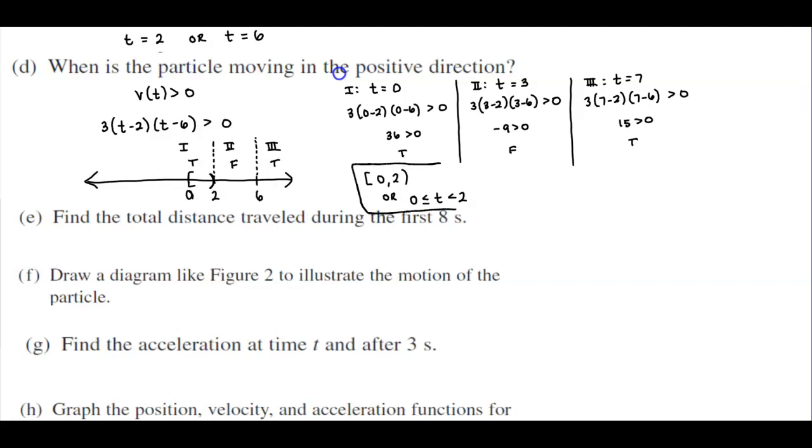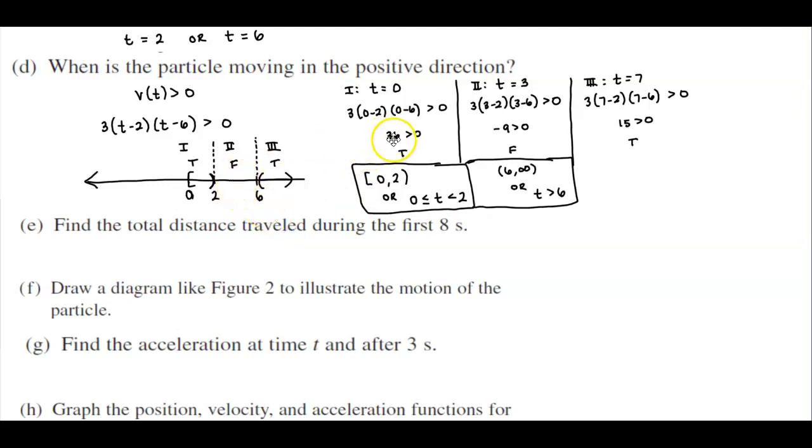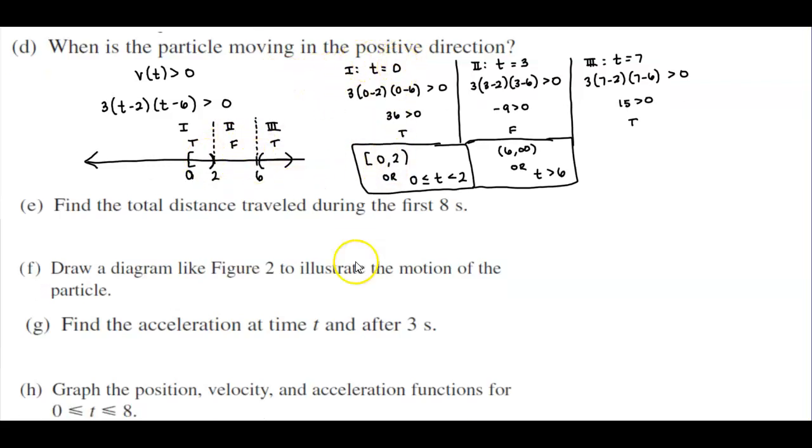That's one solution. And then we also know it's true when it's greater than 6. So that means when it's greater than 6, or we can say this as t being greater than 6. So there are the values of when it's moving in a positive direction. Because over here we can see that our values are positive, so therefore the particle is moving in a positive direction in those particular intervals.